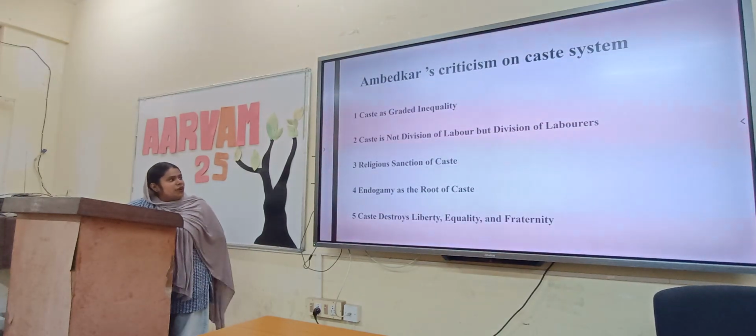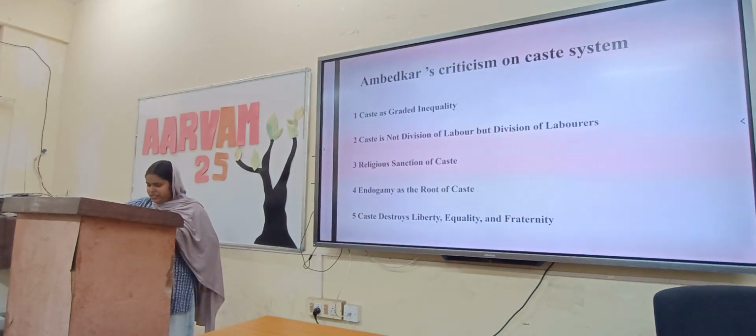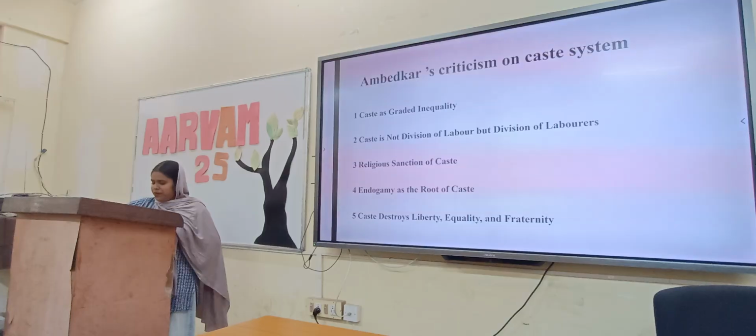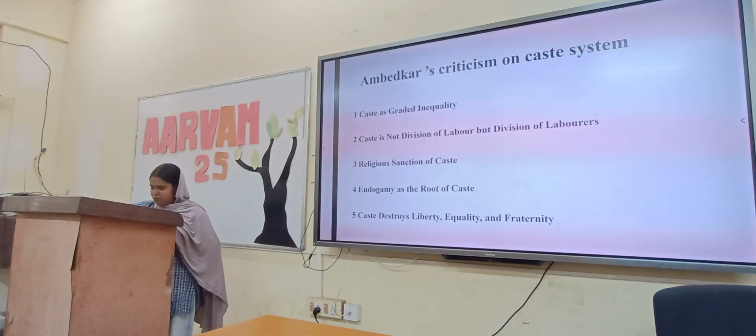Then, caste is not a division of labor, but a division of laborers. Ambedkar rejected the argument that caste is based on functional division of labor. He stated that caste is a division of laborers fixed by birth and not by ability. It restricts occupational mobility and suppresses individual talent. For him, the system destroyed economic efficiency and personal freedom.